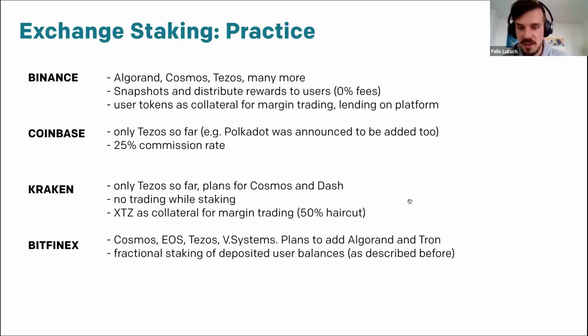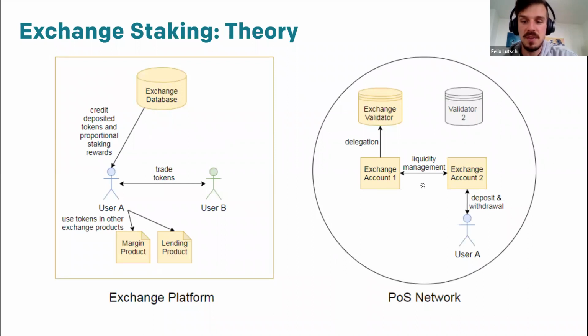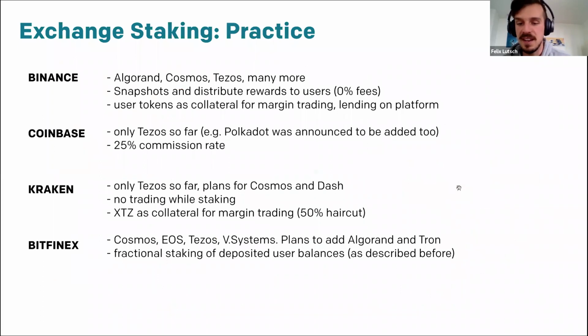And then finally, Bitfinex recently also launched Cosmos, EOS, Tezos, V Systems, and plans to add Algorand and Tron. They explicitly describe this kind of fractional staking that I mentioned before, so basically liquidity management between these accounts. If some user wants to withdraw, you can serve them out of your portion of liquid supply. Even if there's, let's say, a bank run and everyone wants to withdraw, they would just need to wait the unbonding period, which you would normally already need to do in non-custodial staking always.